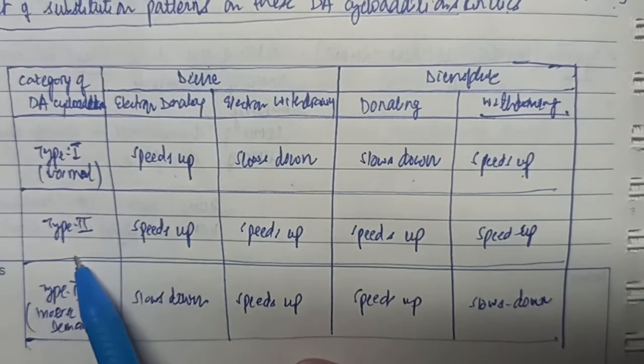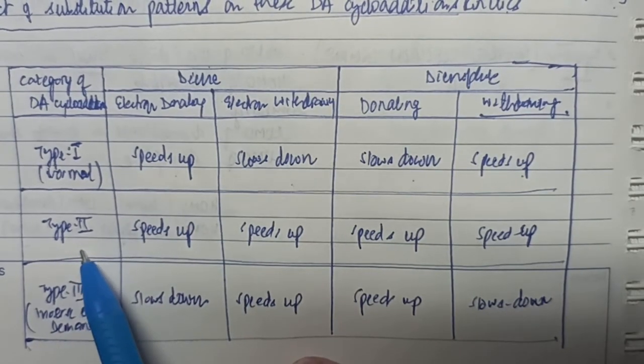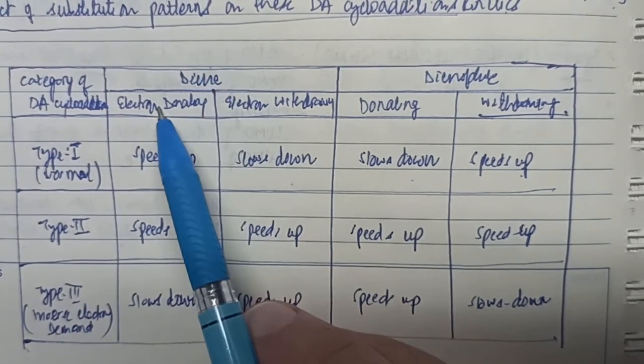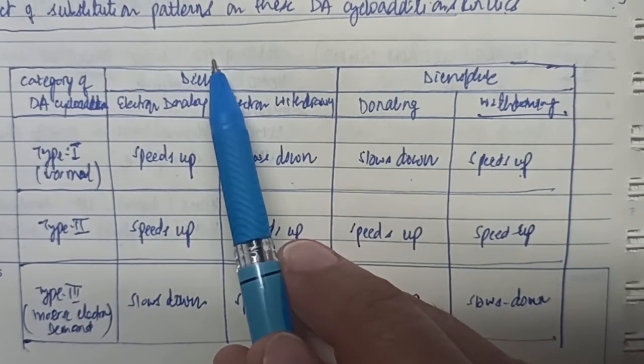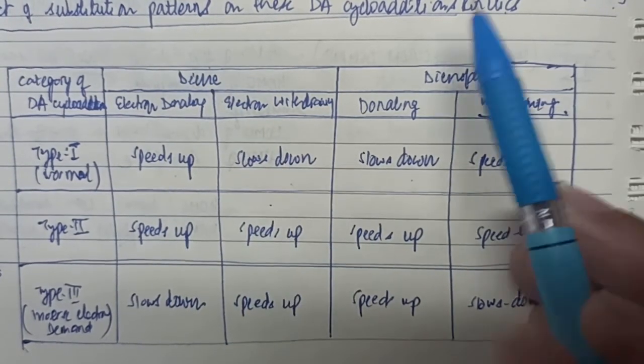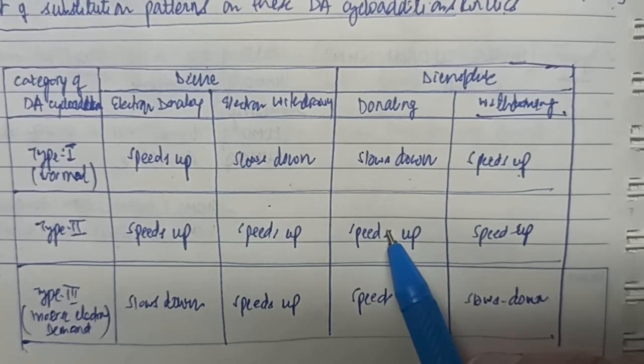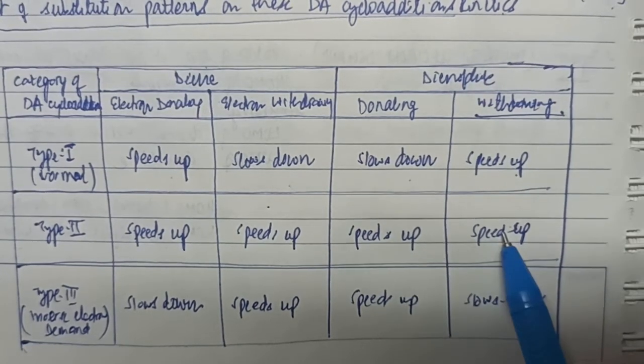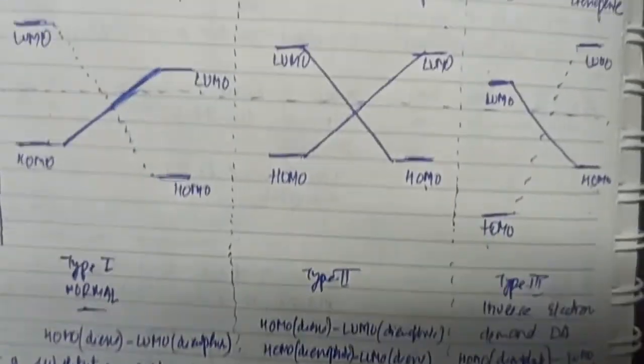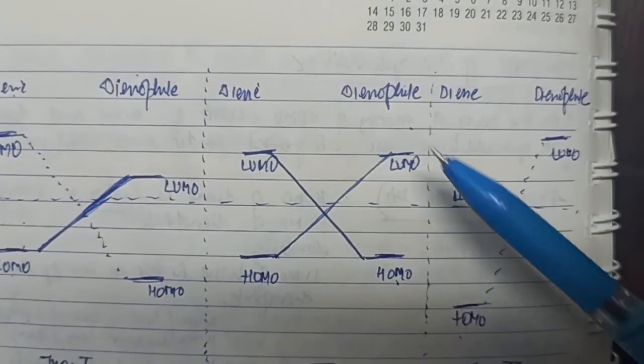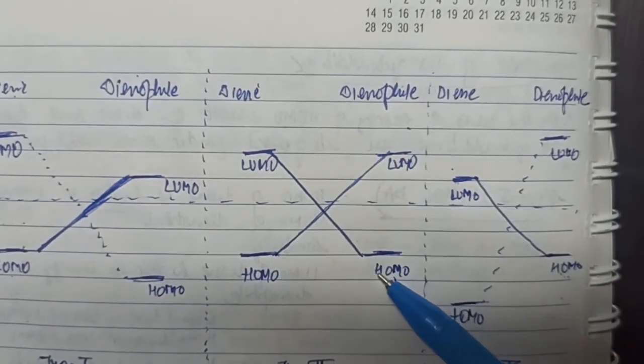Now let's look at the type 2 category. Let's see the results. In the type 2 category, if I substitute a diene with an electron donating group, it speeds up. If I substitute a diene with an electron withdrawing group, it speeds up. If I substitute a dienophile with an electron withdrawing group or a donating group, the reaction speeds up. What does it mean? To understand this point, let's look at this figure here. Both energy levels are equally contributing.